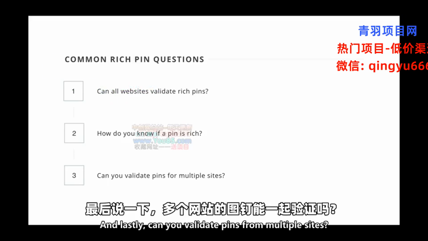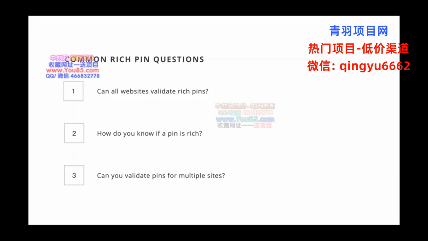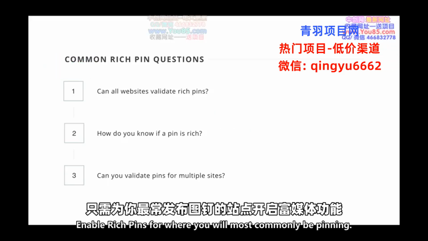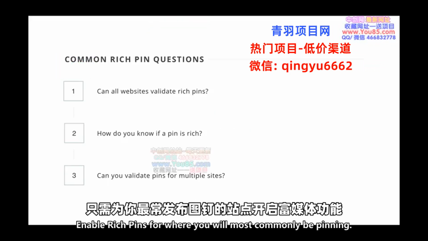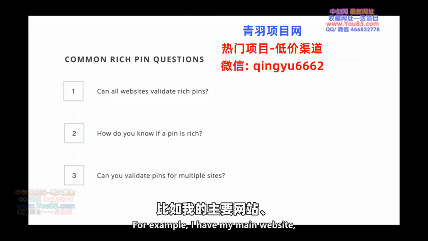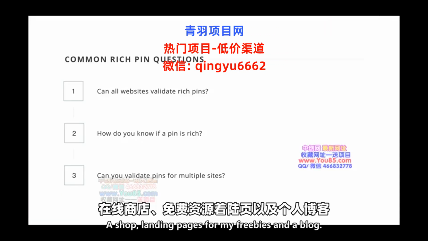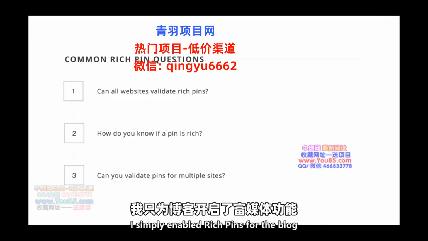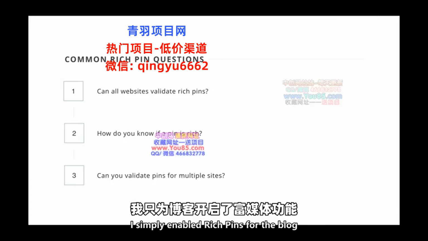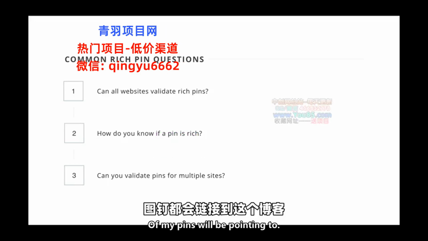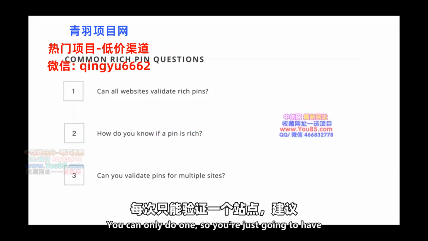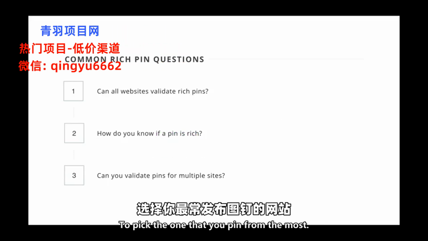And lastly, can you validate pins from multiple sites? If you have multiple sites like I do, enable rich pins for where you will most commonly be pinning. For example, I have my main website, a site for my podcast, one for our Airbnbs, a shop, landing pages for my freebies, and a blog. I simply enabled rich pins for the blog because this is where the majority of my pins will be pointing to. You can only do one, so you're just going to have to pick the one that you pin from the most.